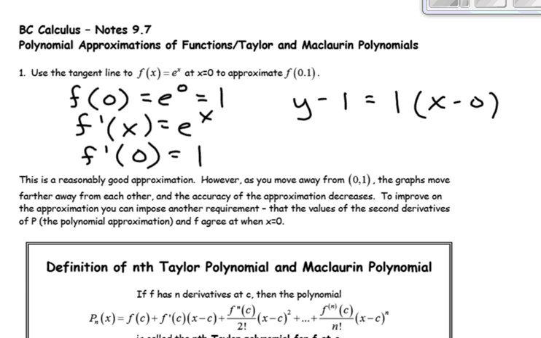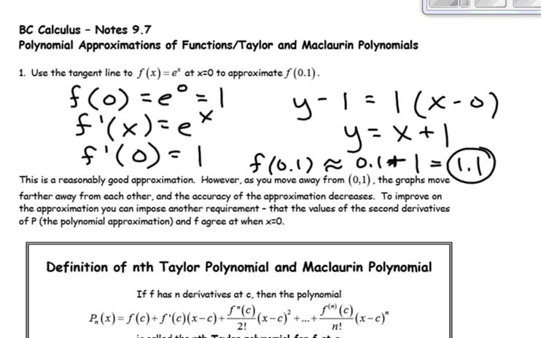Now, if we were just writing the tangent line, that would be fine, we'd be done. But we want to use this tangent line to approximate our function. So this would be y equals x plus 1. All right, so that's the tangent line. And then I want to approximate f at 0.1, which means I want to figure out what e to the 0.1 is without using a calculator. So this is going to be approximately our tangent line evaluated at 0.1. That's going to be 0.1 plus 1, which is 1.1. So that would be approximately e to the 0.1.